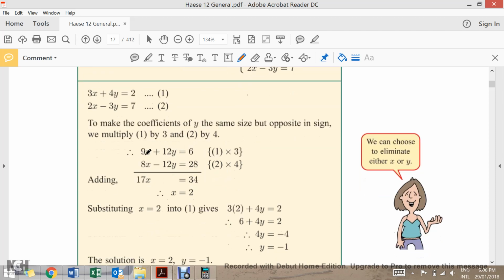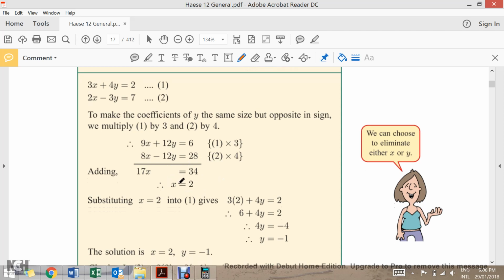Which is exactly what they've done here. So times the entire first equation by 3, times the entire second equation by 4, and you're going to end up with these two new equations here. If we add these equations together, we're going to get 9x plus 8x, 17x. 12y minus 12y, no y's left. And 6 plus 28, 34. Solve for x. Put that x value back into one of these equations, get your y.